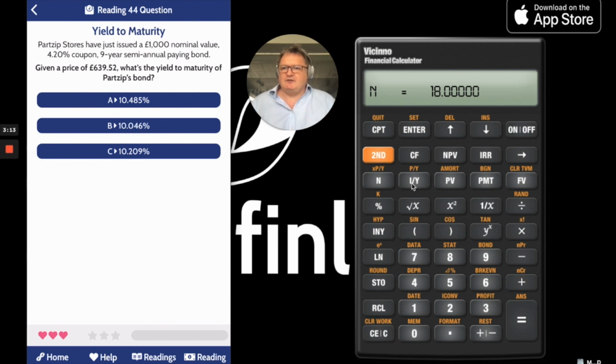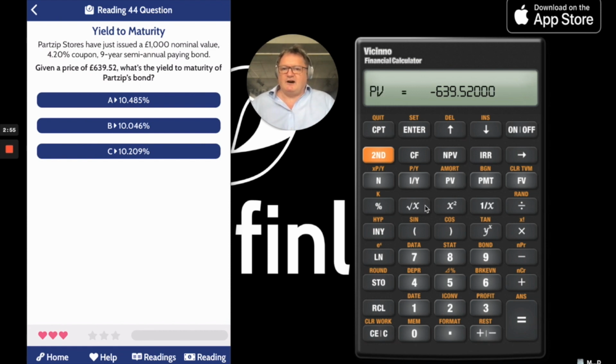So the present value, that's nice and easy, that's 639.52, which is the price of the bond. Now remember to minus that, because this is money going in the other direction to the coupons and the face value. So that's going to be the PV.